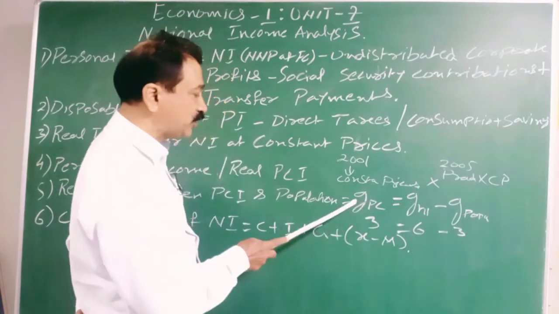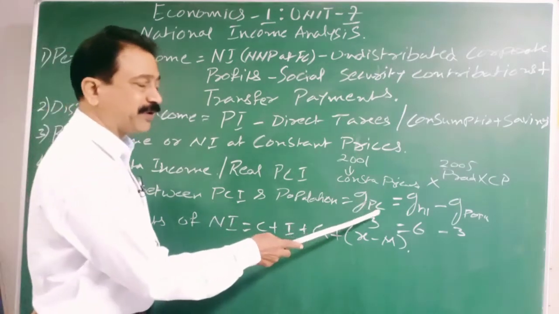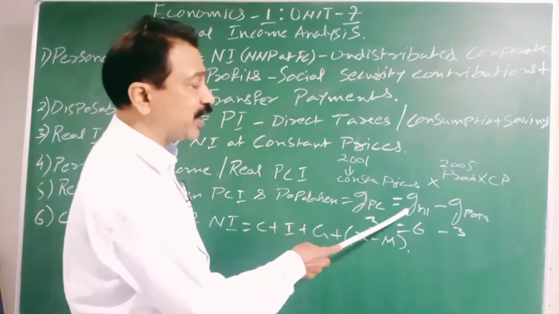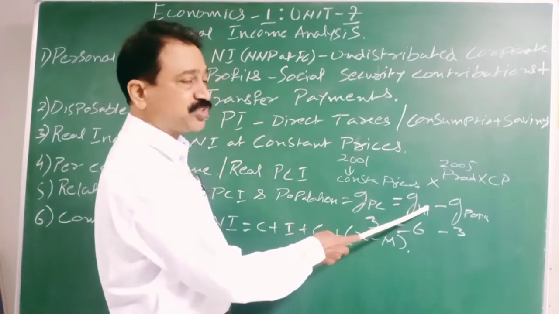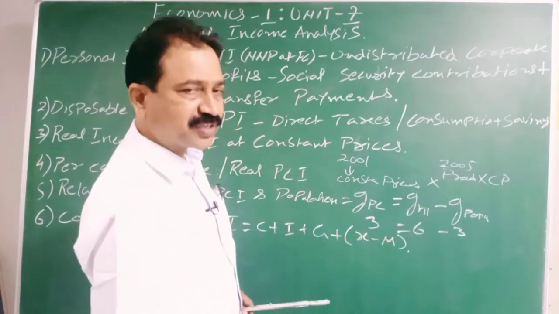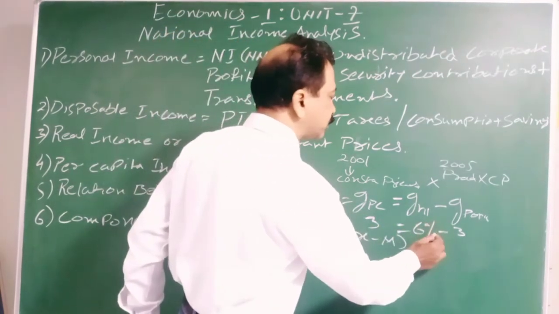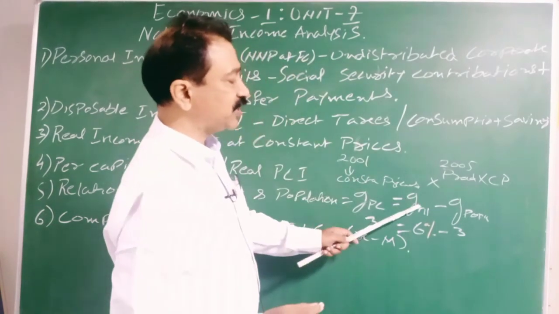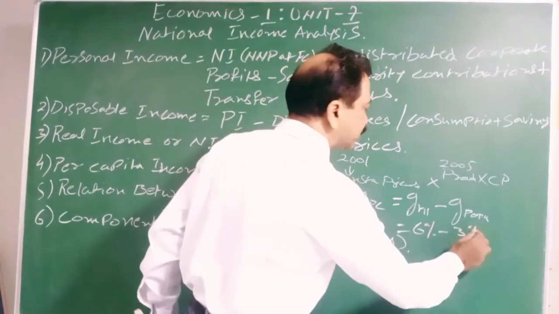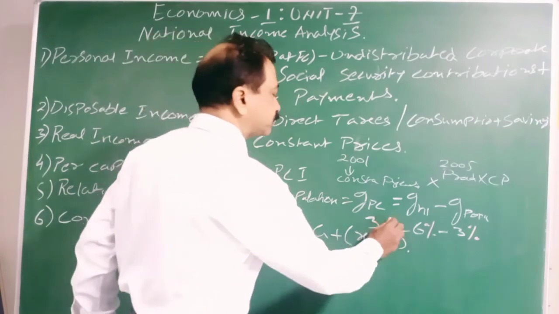To get the exact calculation of growth rate of per capita income, we have to take the growth rate of national income minus growth rate of population. For example, let us assume growth rate of national income is 6%, and growth rate of population is 3%. Then what is the growth rate of per capita income? 3%.